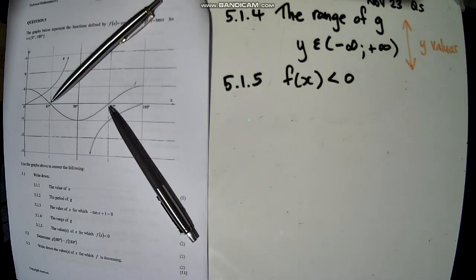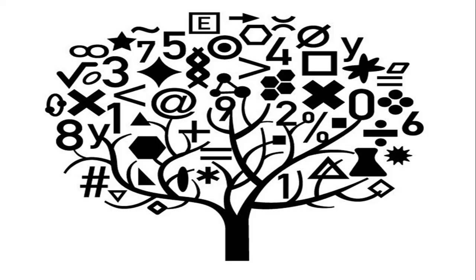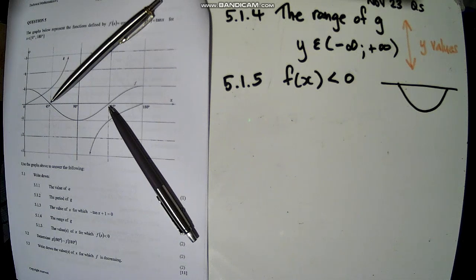5.1.5's question says where f of x is less than 0. What does that mean? This means the graph must be negative. So the question says for which values of x is the graph negative. All I have to do is look at the graph and look below the x-axis to see where the graph is negative. Between the two asymptotes we can clearly see between 45 degrees and 135 degrees, this is where the graph is below the line.